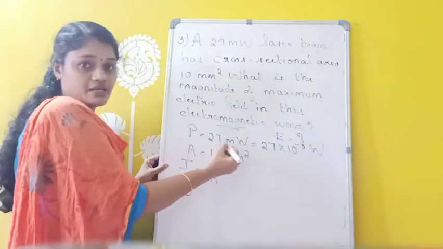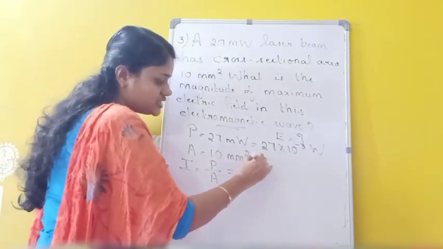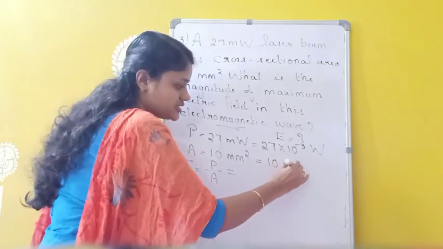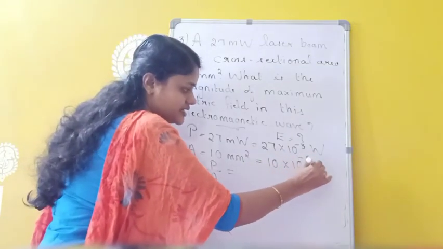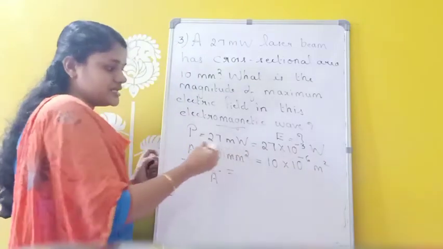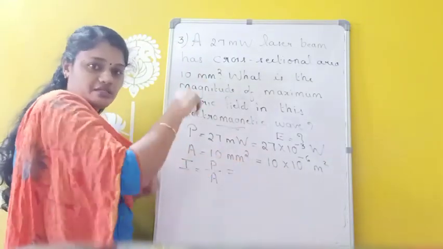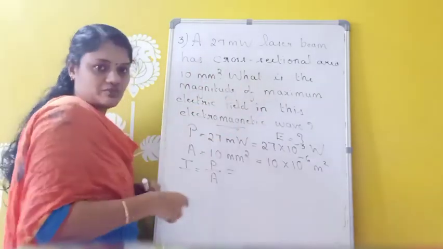Similarly, area is given in millimeter square, so you have to convert it into the SI unit, that is meter square. That means 10 into 10 raised to minus 6 meter square. In order to convert millimeter into meter, we have to multiply by 10 raised to minus 3. So millimeter square means 10 raised to minus 3, the whole square, that means 10 raised to minus 6.